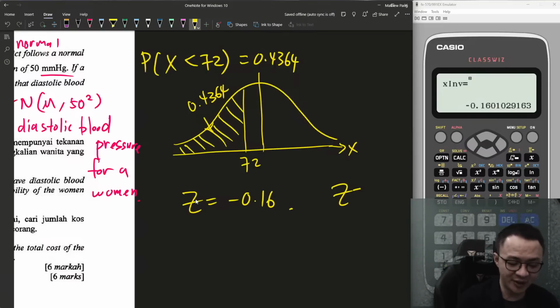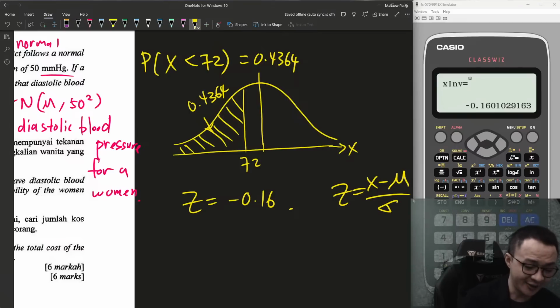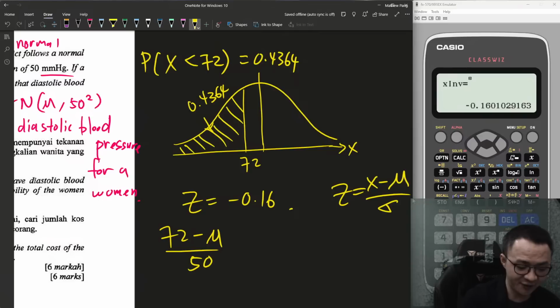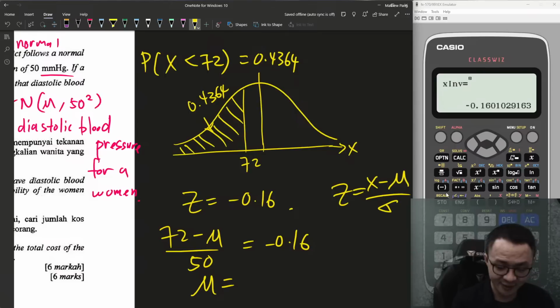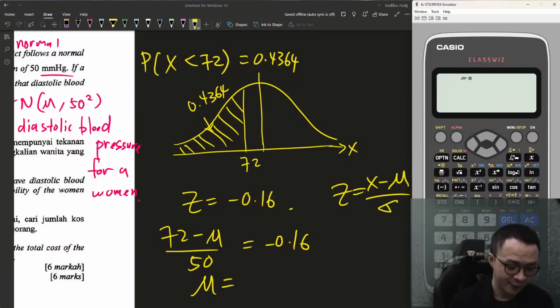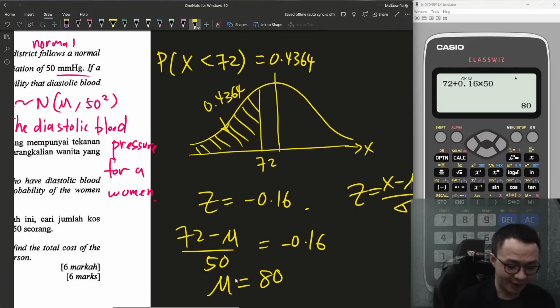Then the Z formula is what? X minus mean over standard deviation, isn't it? So my X is 72, my mean is unknown, and the standard deviation is 50. Solving this one, moving around, it will be 72 plus 0.16 times 50. Okay, so the mean is 80 mmHg.